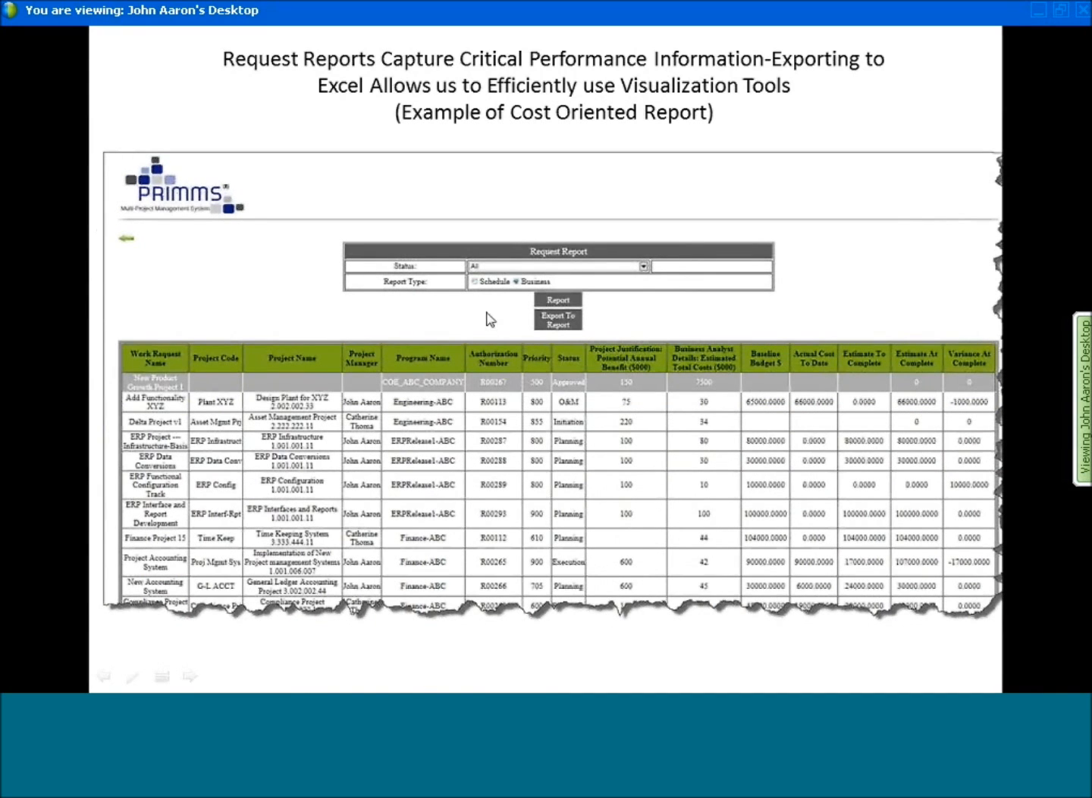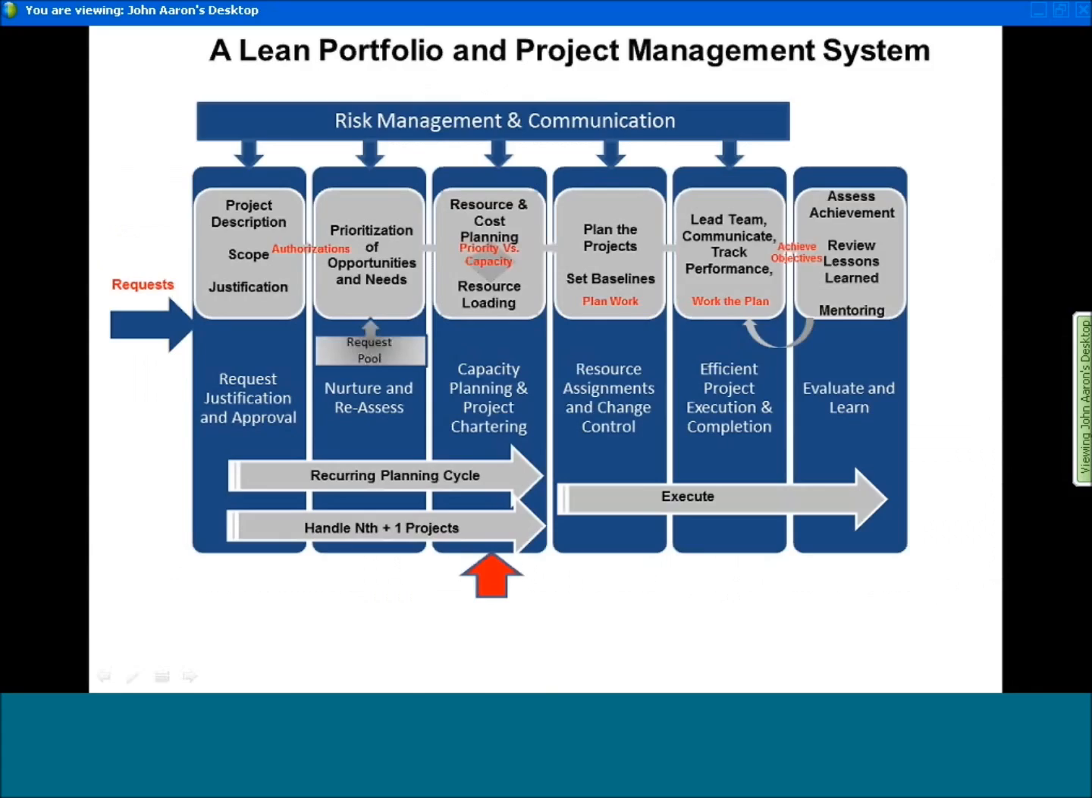And that was a schedule-oriented spreadsheet. This one is more of a business or cost-oriented spreadsheet that has similar information, but it also has the cost information on baseline budgets and actual costs, etc. So this allows projects to be visible, but also we can nurture these, and as we will see later, that becomes real important.